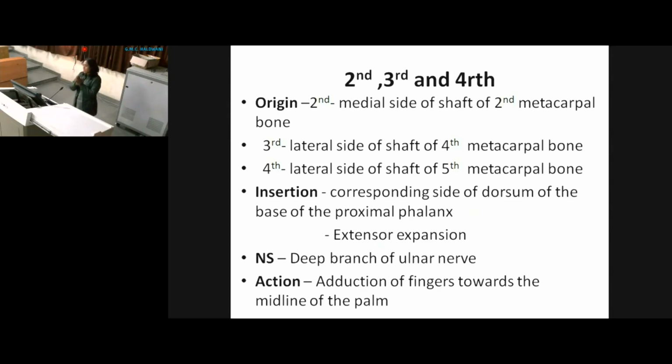And the function of the palmar interossei: because they are found on the palmar side, when they contract, they help in adduction of the fingers. In relation to the midline of the hand, or the middle finger, when the fingers come close to the midline, it is named adduction. When the fingers go away from the midline, it is named abduction of the finger. So the palmar interossei help in adduction of the fingers, and the dorsal interossei help in abduction of the fingers. Clear?